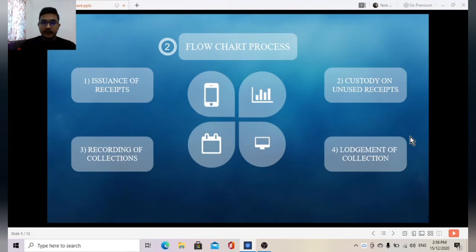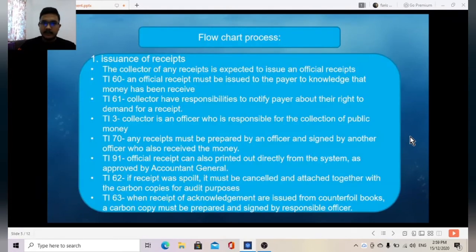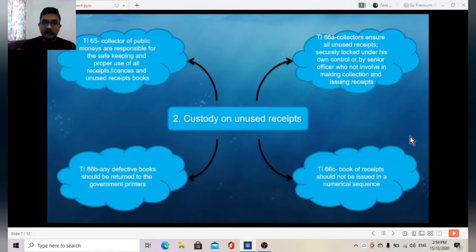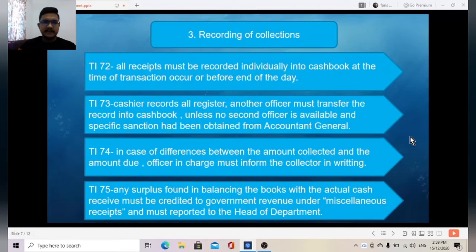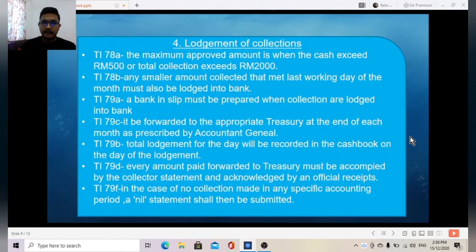Second, the flow chart process. The first one, we must have issuance of receipt. Second, custody of unused receipt. Third, recording of collection. Fourth, lodgement of collection. This is the process for the flow chart. The first one is issuance of receipt. The second one is custody of unused receipt. The third one is recording of collection. And fourth, lodgement of collection.